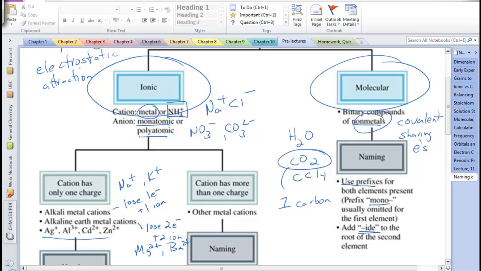And there are some select other ones. Silver +1, aluminum is going to lose 3 electrons and form a +3 ion. Cadmium 2+, zinc 2+. Make sure you know aluminum. I'm not so worried about silver, cadmium, and zinc, but aluminum will lose 3 and form a +3 ion.